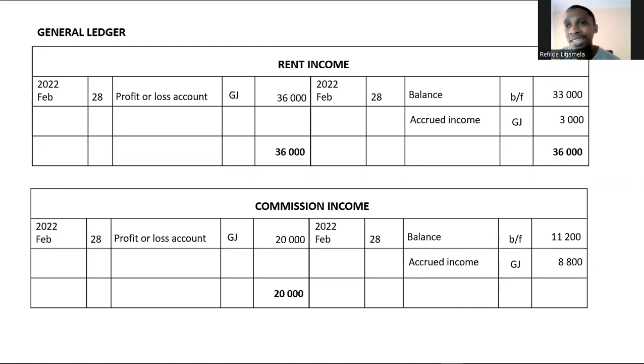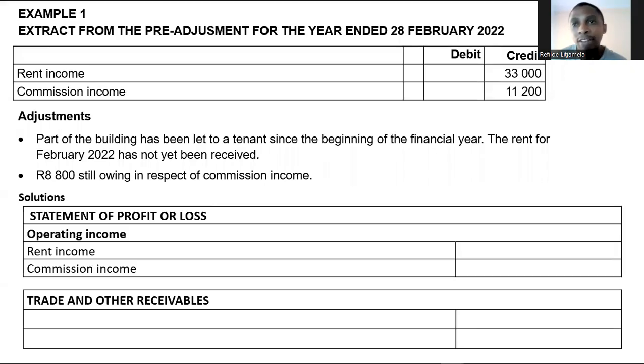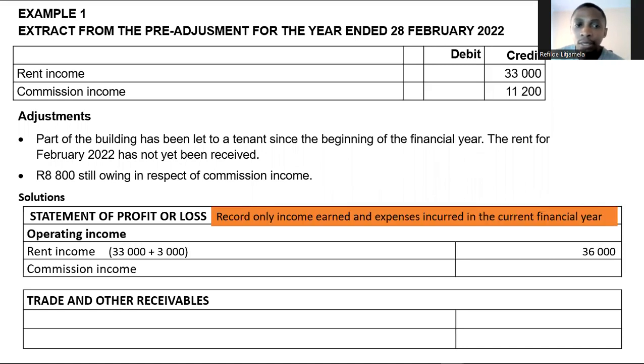And that is the income we have earned from rent. It's income we have earned from commission income. Okay, and then after the general ledger, as I've said, we'll have rent income. I did explain this. I won't go into detail that much. So I just wanted to show you that our operating income will be 56,000. This 56,000 is made up of 36,000 plus 20,000, which is what we call operating income, or total operating income. I've already explained trade and other receivables.